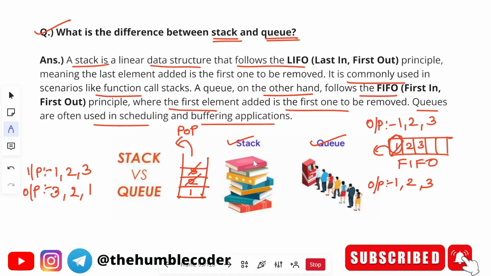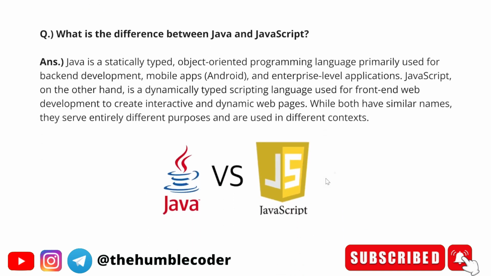So you can see the real life example of stack. We have a stack of books, right? Whichever book is on the top needs to be taken out first, and then the next book we will take out. In the same way, if we have a queue, a line of people, the one who is standing in the front of the line will be served first, and then the ones on the later part of the queue. So hope this makes sense for the difference between stacks and queues. Moving on to the next question.